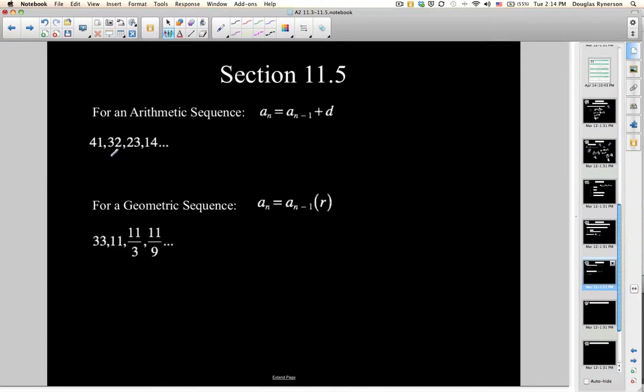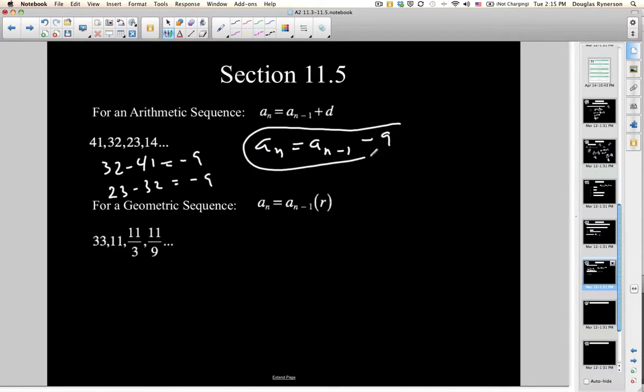So if I look at this sequence, 32 minus 41 is negative 9. And 23 minus 32 is negative 9. So my common difference is negative 9. To write the recursive rule, I know that a sub n is equal to a sub n minus 1 plus negative 9, which would be minus 9. That's my recursive rule.